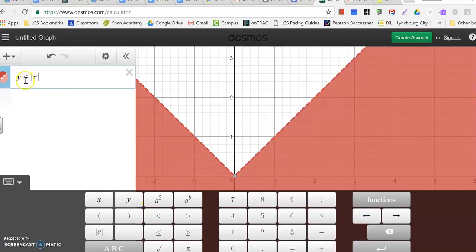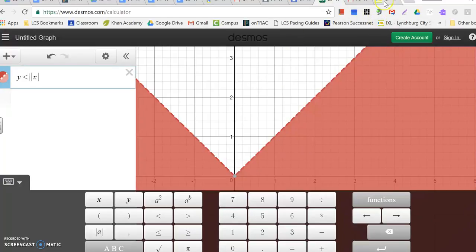Because it's a less than rather than a less than or equal, it's a dotted line. And because it's less than, it shades below. Remember, lesser values live down lower. All those L's kind of go together. So lesser, lower down, shade below.